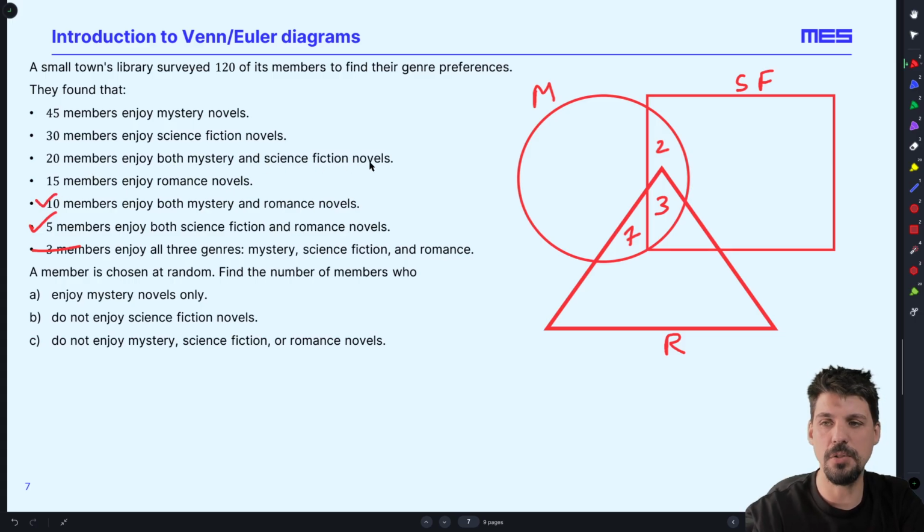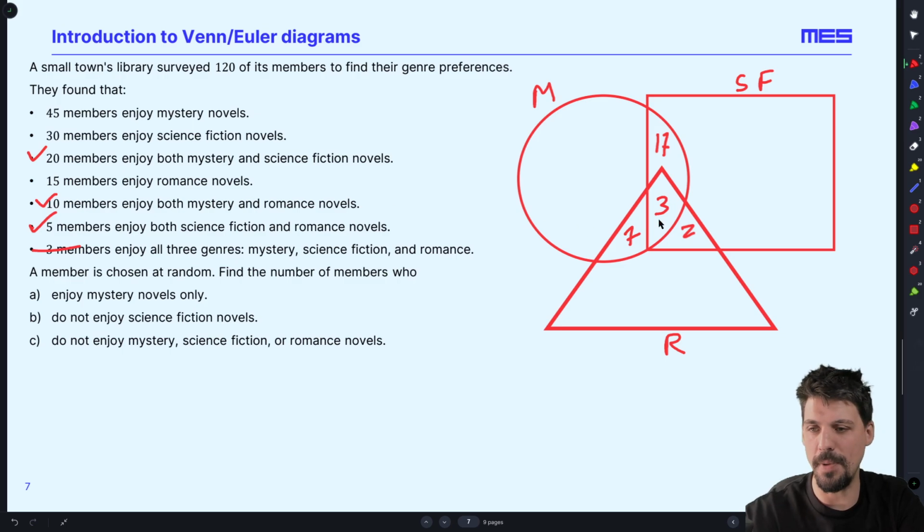20 members enjoy mystery and sci-fi. This little 2 has caused a lot of problems. It should go there. Right, 20 members enjoy mystery and sci-fi, so that needs to be a 17. And now we're up and running.